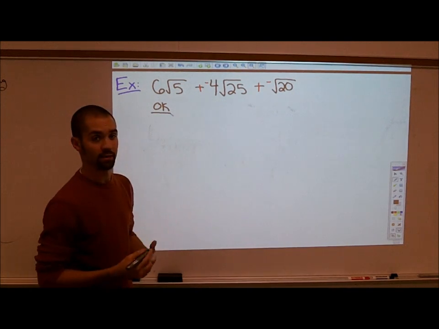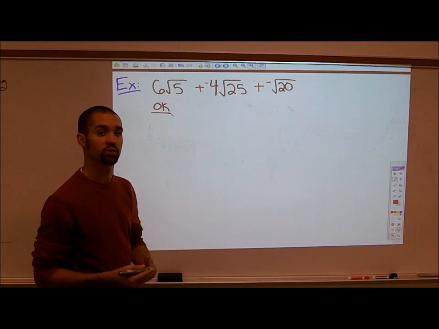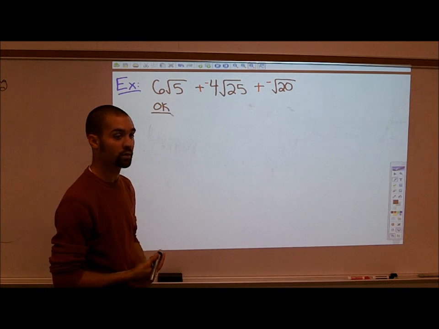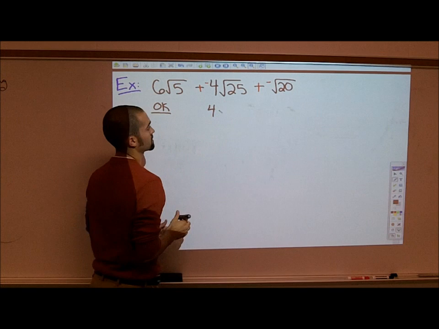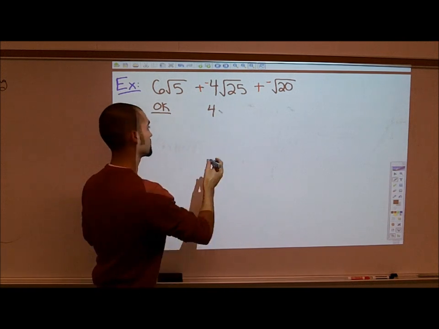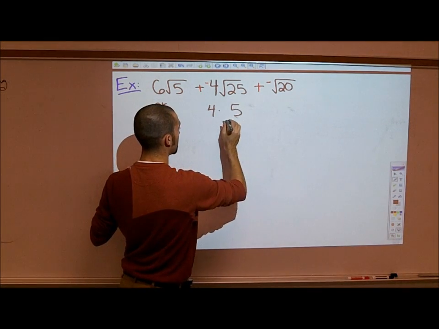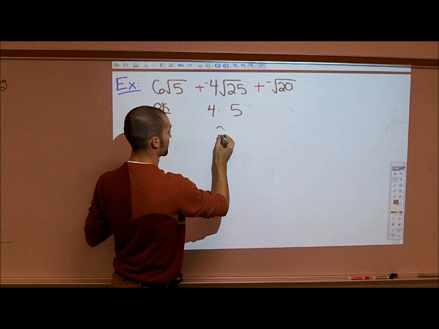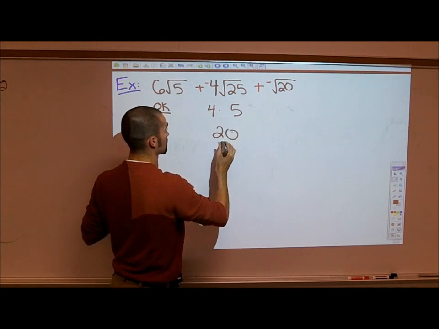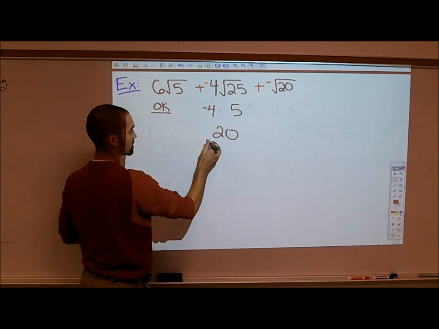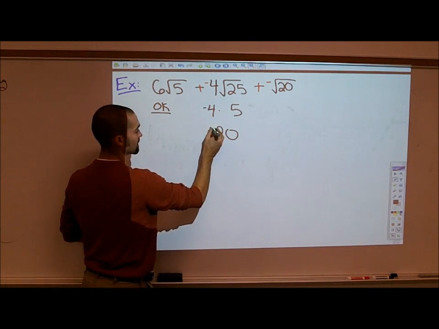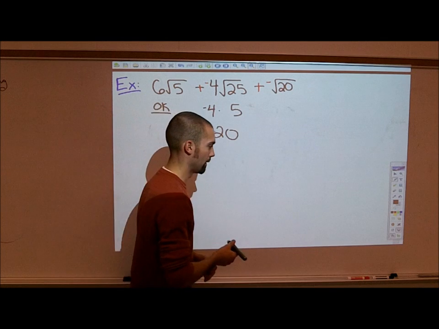Square root of 25. Can I simplify that? First of all, you guys said first question. Is 25 a perfect square? You bet. So I have 4 times, well, the square root of 25 is 5. So my new guy right here is 20. But more specifically, this was a negative 4, so this makes it a negative 20. Okay?